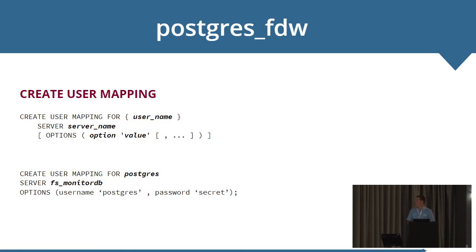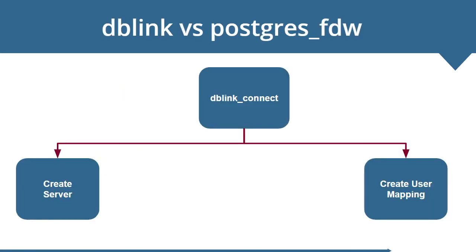In DBLink, dblink connect has your whole connection string in there for your database. Versus your Postgres foreign data wrapper, where you have a create server and a create user mapping. That's basically what DBLink is. If you use pgAdmin in your tree list view, you would then see your foreign servers and your foreign users and everything in there. So that is static then.